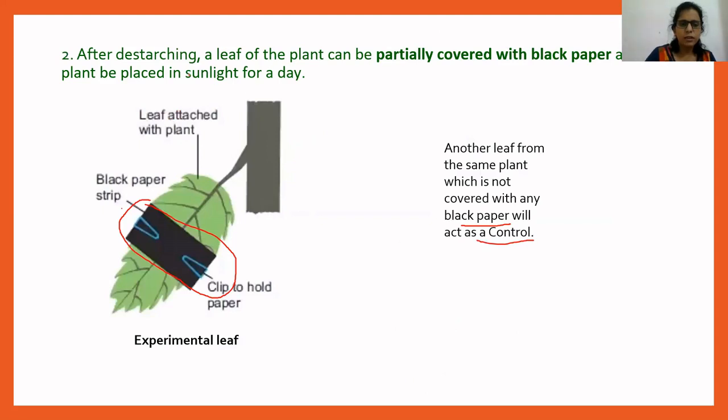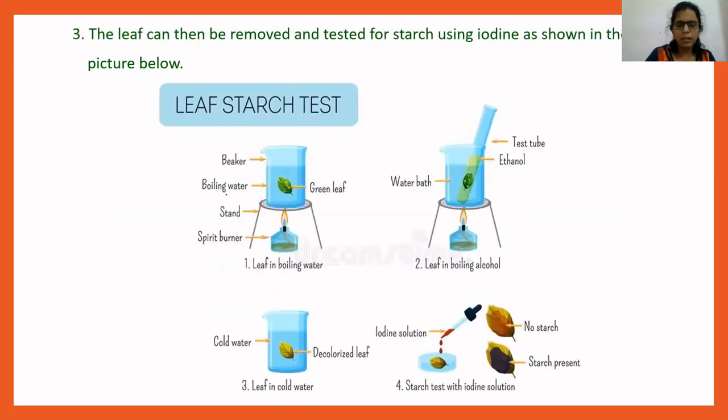Okay, this is your experimental leaf, this one. Okay, this is your experimental leaf. So you can pluck your experimental leaf. You can also pluck one normal leaf from the potted plant and then test for the starch by using the steps which are given here.